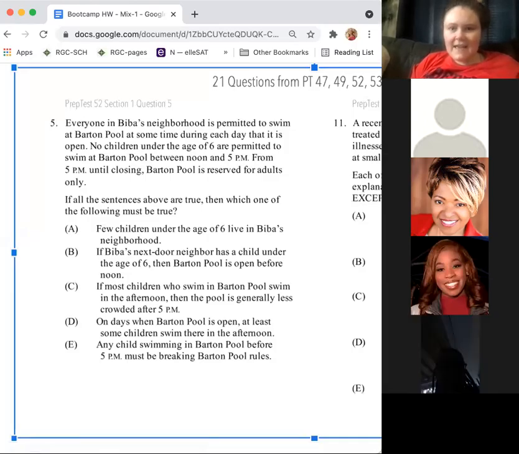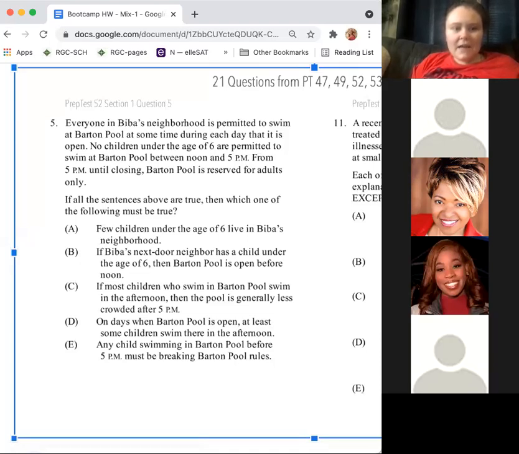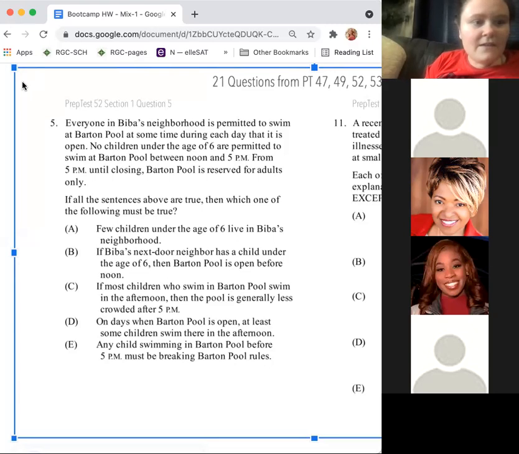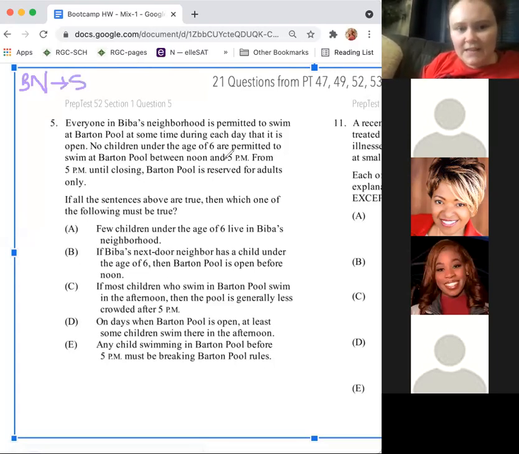All right, so we say everyone in B's neighborhood is permitted to swim at Barton Pool at some time during each day that it is open. Okay, so here we're saying that if you live in B's neighborhood, you're allowed to swim at some point during the day. Cool. No children under the age of 6 are permitted to swim at the pool between noon and 5.